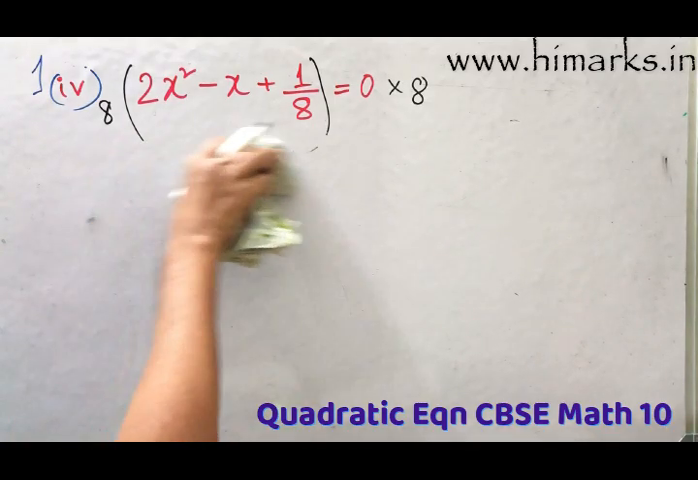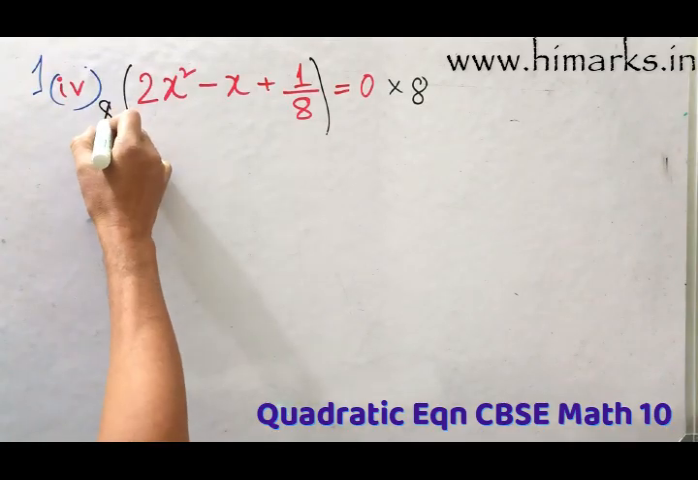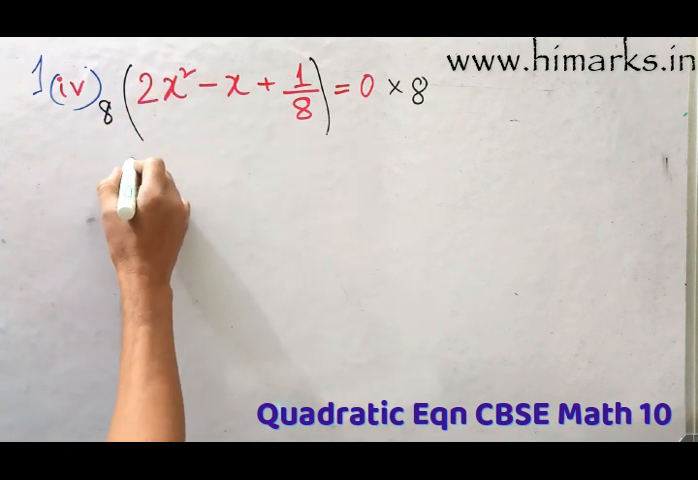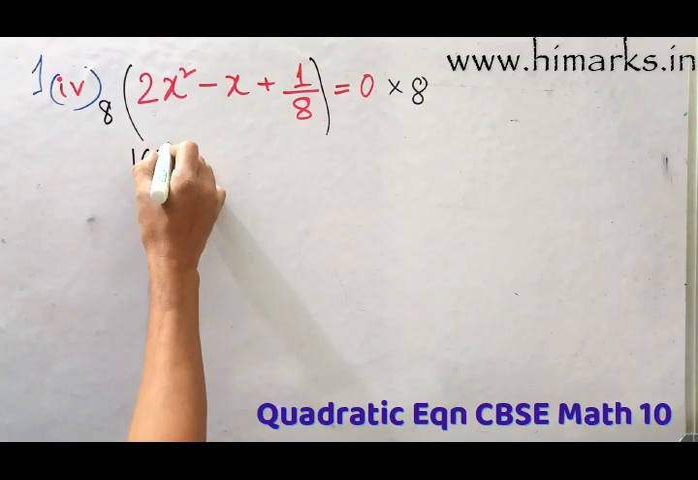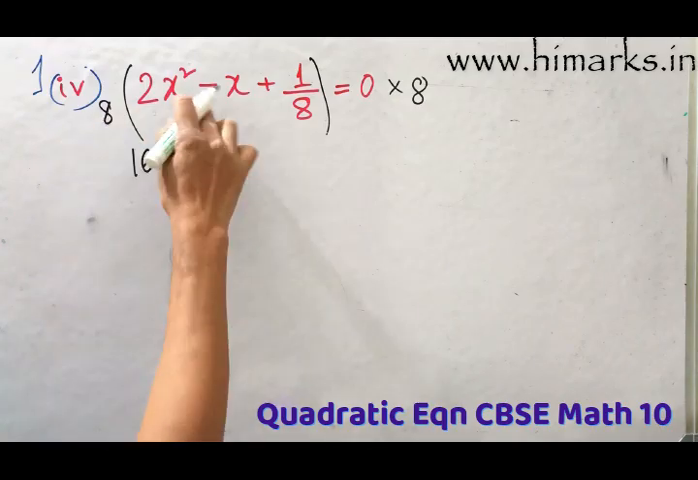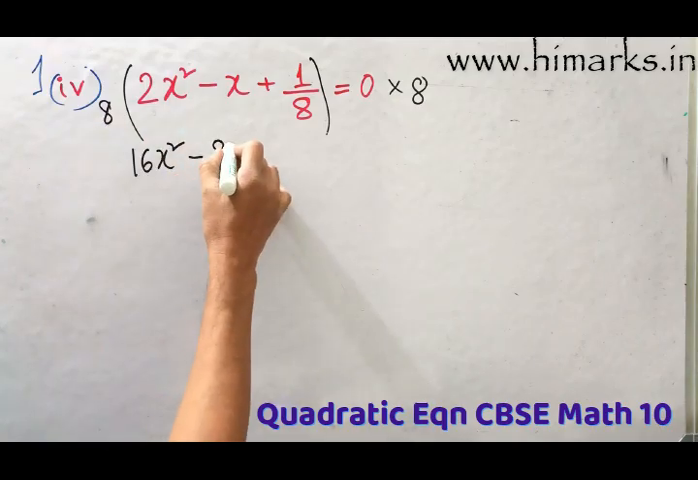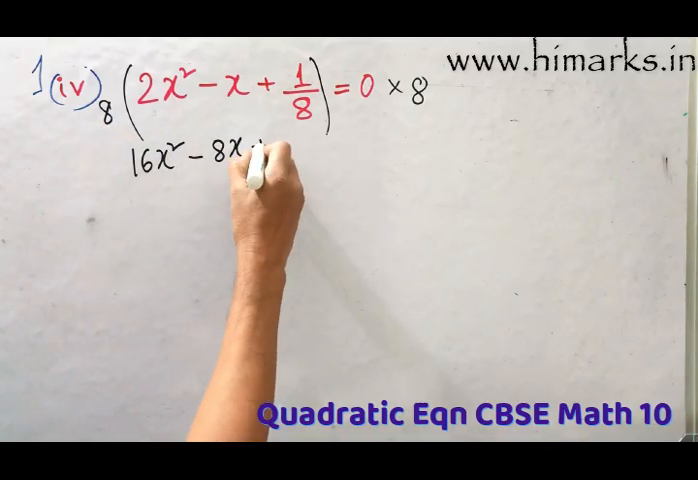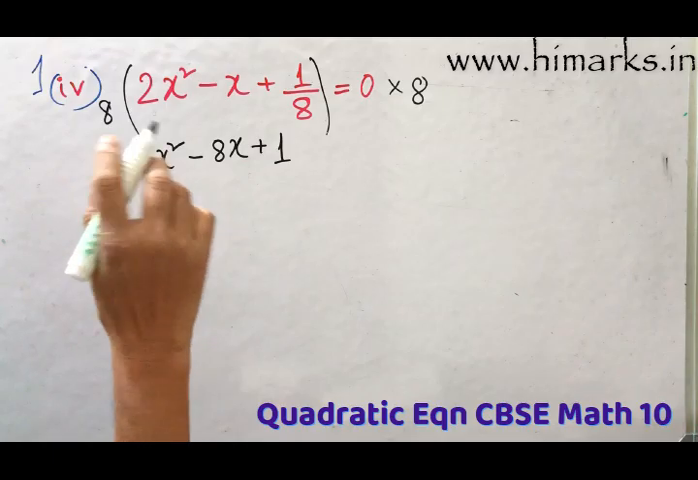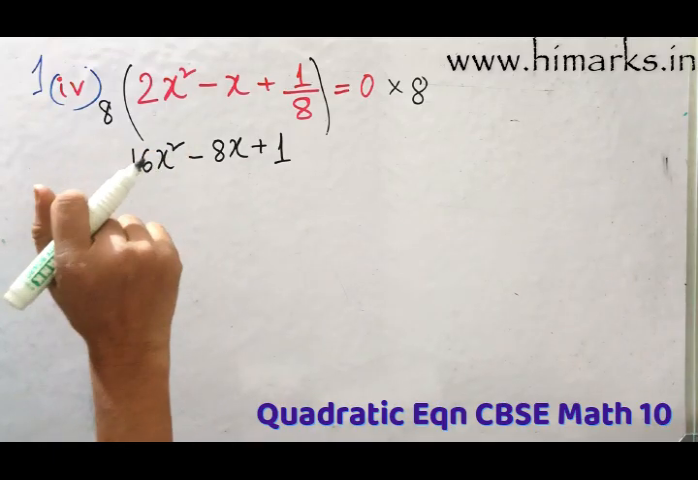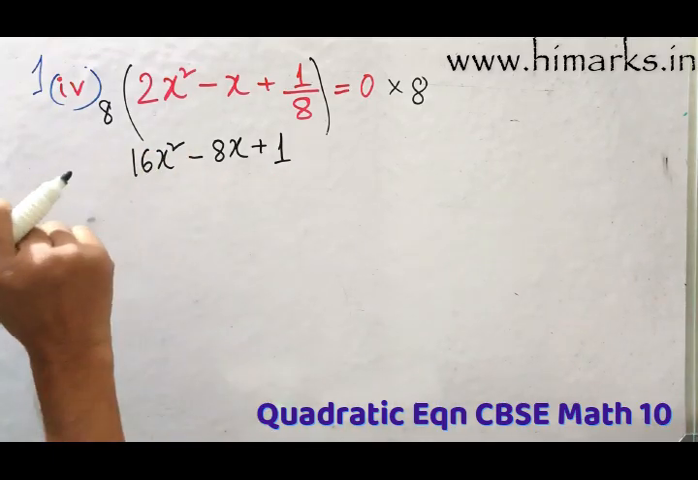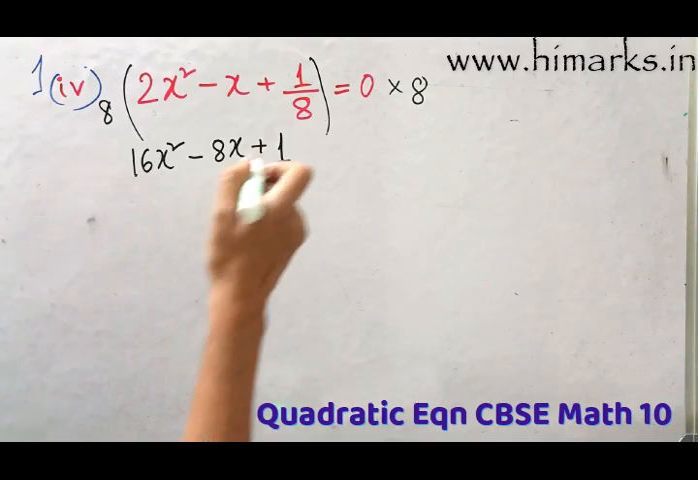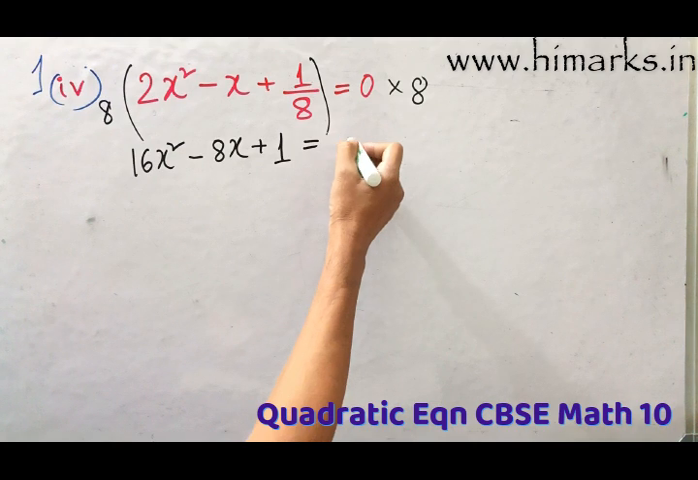Now if we multiply 8 with the first term, it becomes 16x square. If you multiply 8 with this, it becomes minus 8x. 8 into 1 by 8 becomes 1. This is what we tried to achieve, no fraction. So now you see that everything became an integer. There is no denominator here. All became numerator, and here this is also 0.